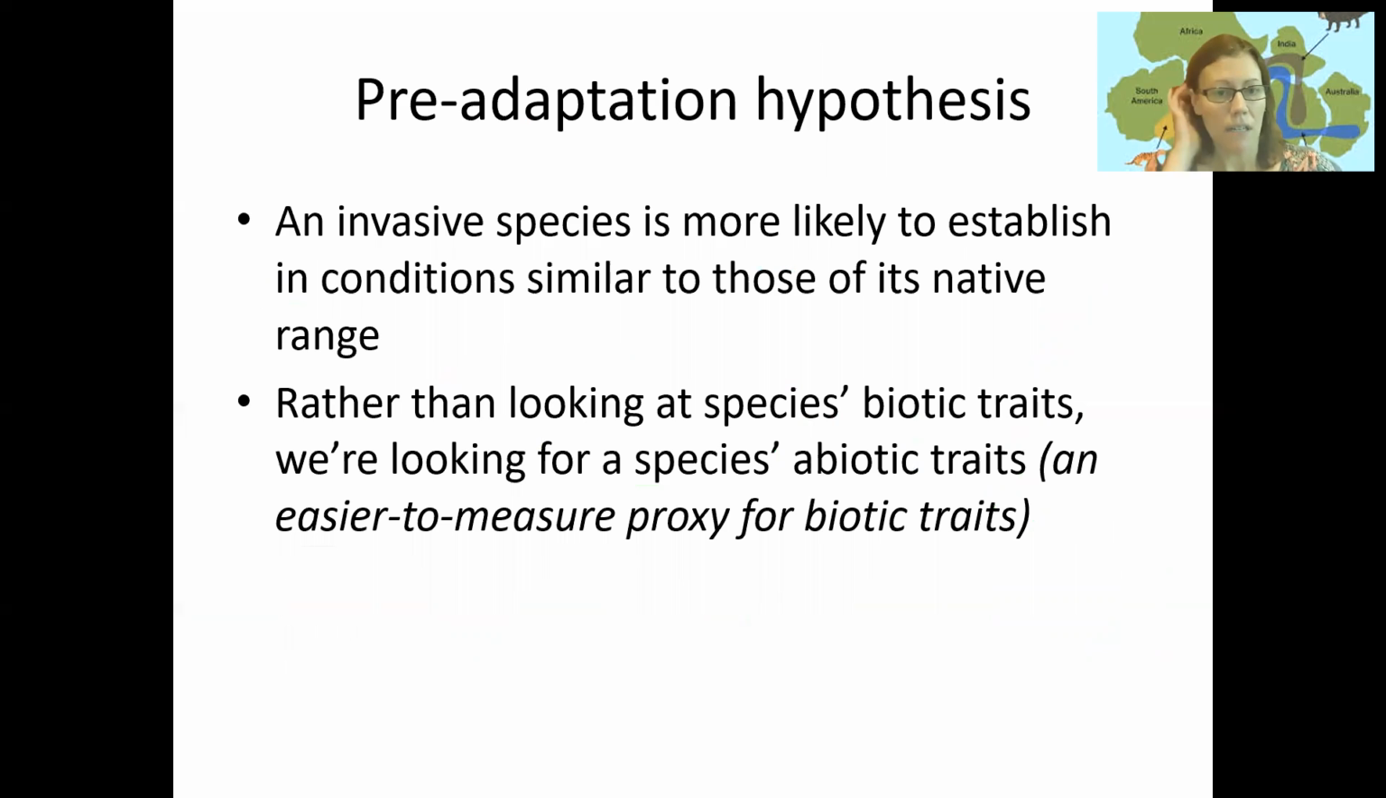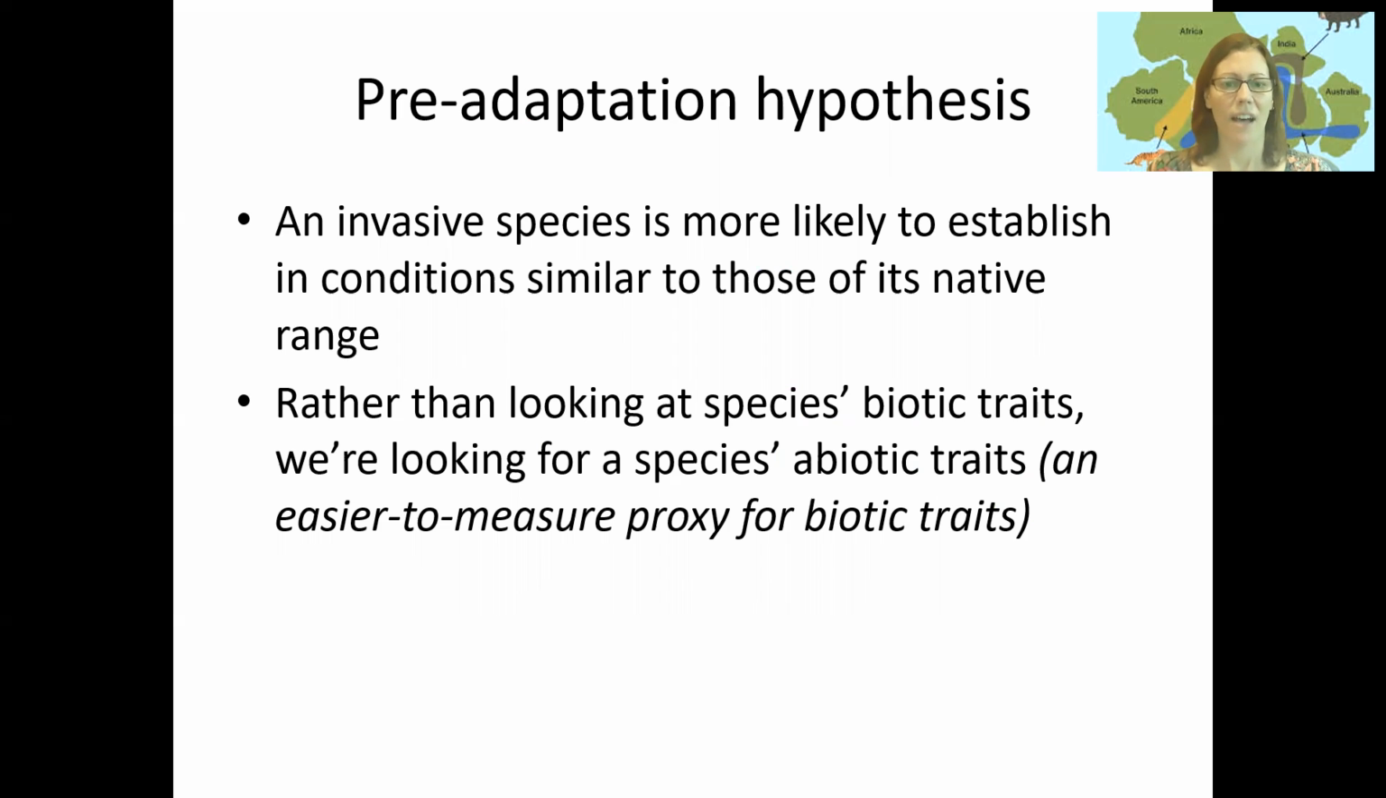One of the hypotheses that we talked about a little bit last week was the pre-adaptation hypothesis, right? The pre-adaptation hypothesis says that an invasive species is more likely to establish if the conditions in that novel range are similar to those from its native range. Even though the pre-adaptation hypothesis a lot of times focuses on the native community similarity to the invasive species, it's a lot broader than that. It's not just looking at biotic interactions, it's actually looking at abiotic conditions.